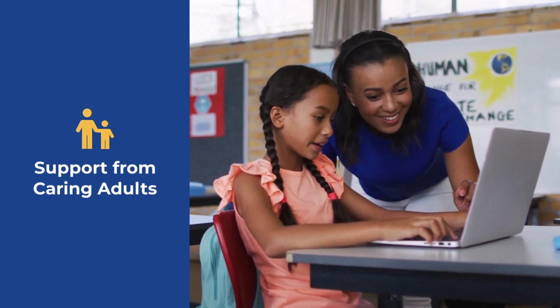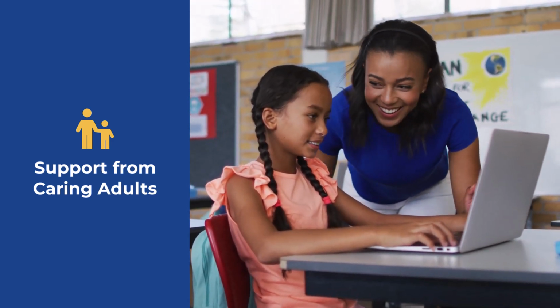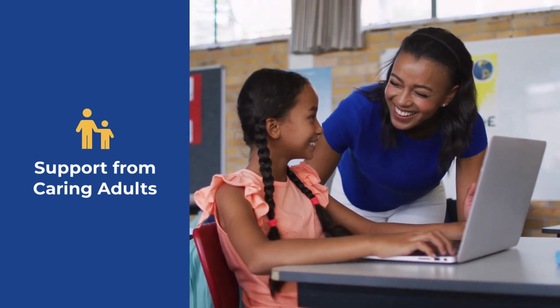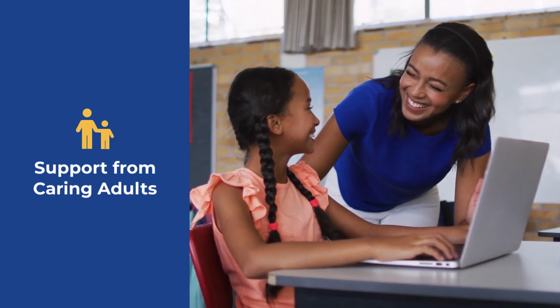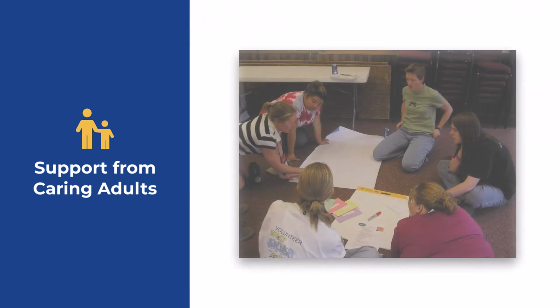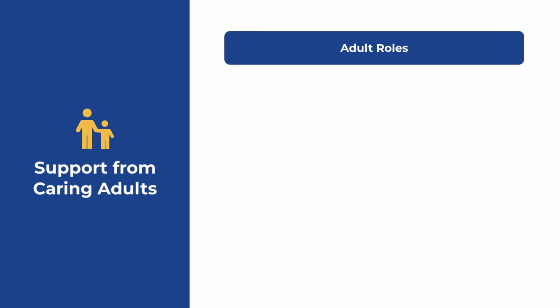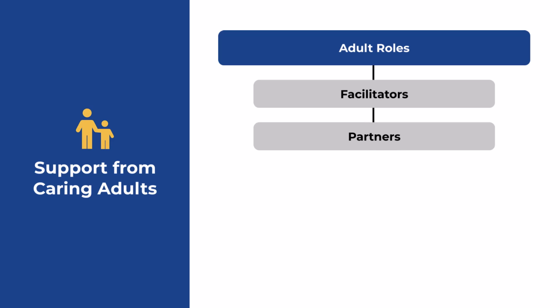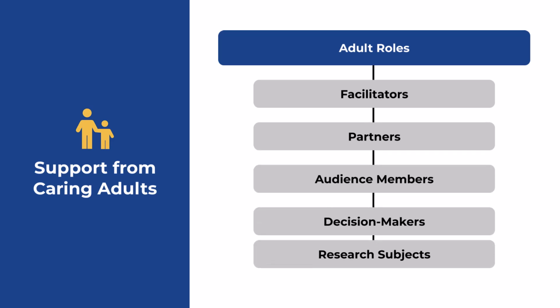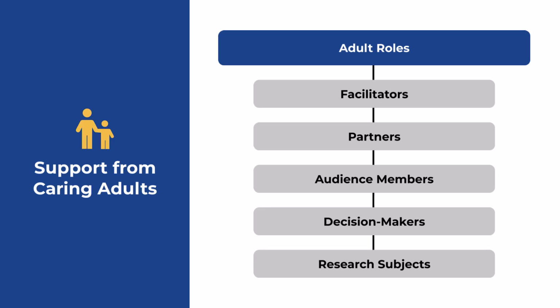A fourth developmental need is support from parents and other caring adults. Although adolescents progressively become less dependent on adult caregivers, they still need secure and supportive relationships with adults in their lives. Through YPAR, youth strengthen their relationships with adults. Adults can be facilitators, partners, audience members, decision makers, and/or research subjects in YPAR projects.